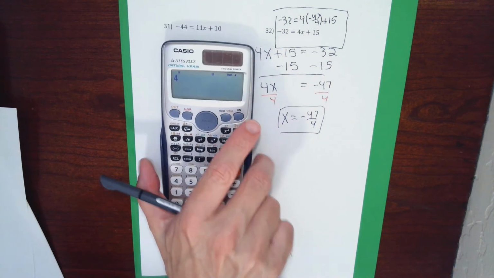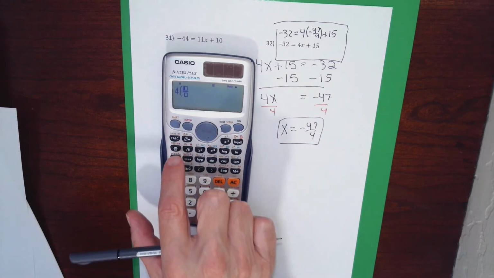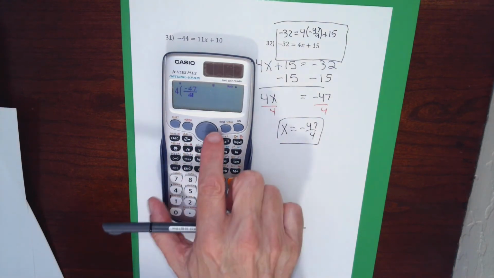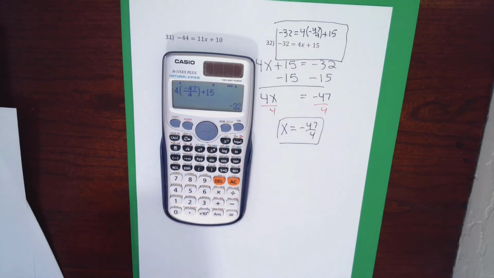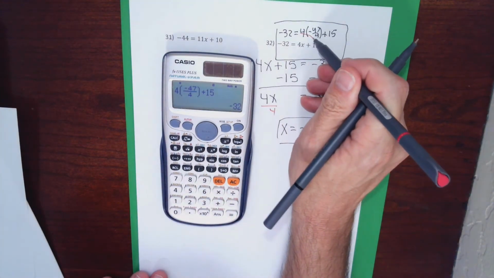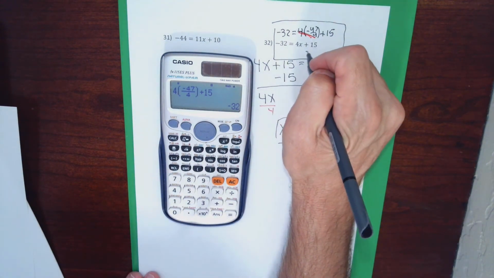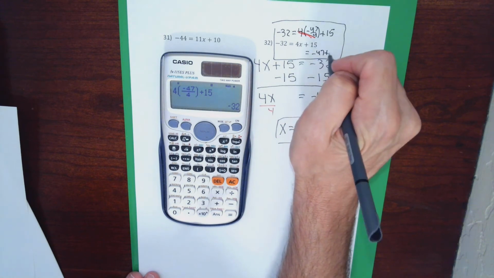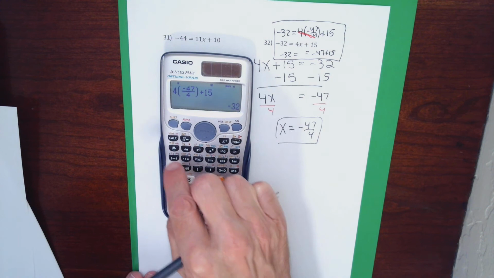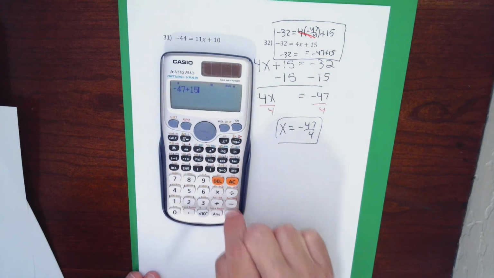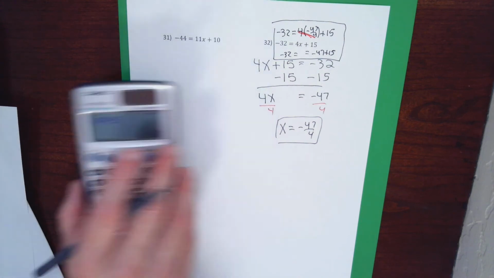I'm going to go 4 times parentheses fraction negative 47 over 4. The 4's would just cancel there, plus 15. And that would give me negative 32. For this check, these 4's would just cancel, the fraction would be gone, and on the right-hand side I'd have negative 47 plus 15, and that is negative 32. That negative 47 plus 15 that the right side simplifies to is just what I need it to be.